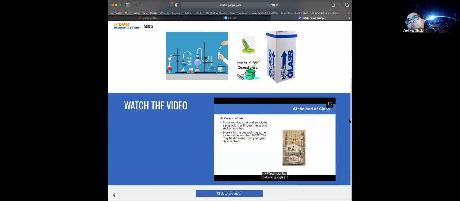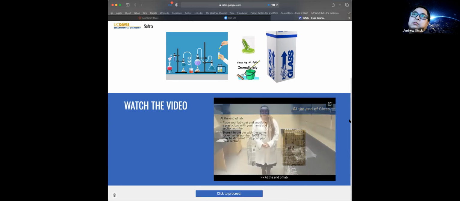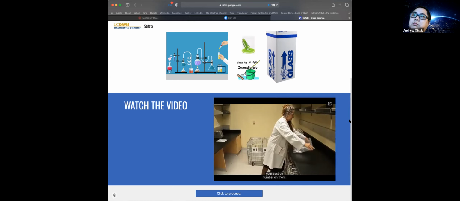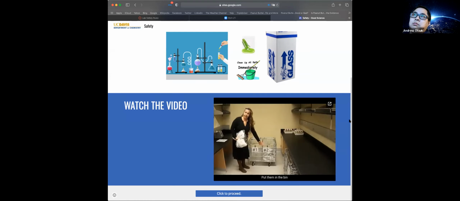Okay. Place your lab coat and goggles in a plastic bag with your name and section number. Store it in the bin with the same locker series number. Note, this may be different from your class section number. At the end of lab, take off your safety goggles and your lab coat. Place them in your plastic bag with your name and your section number on them in the bin that is the same as your section.